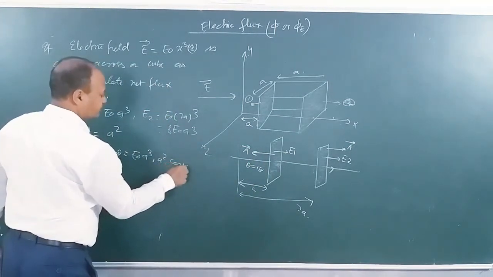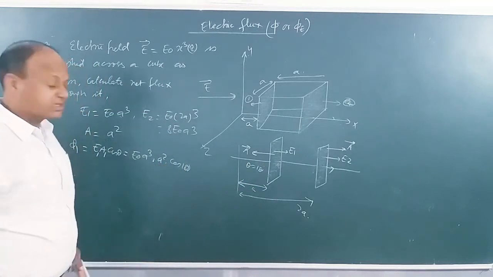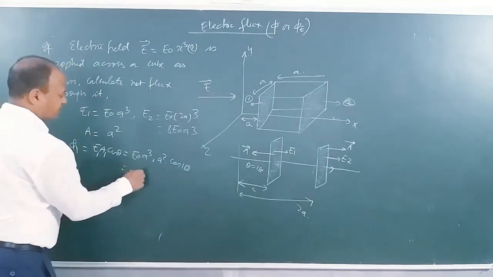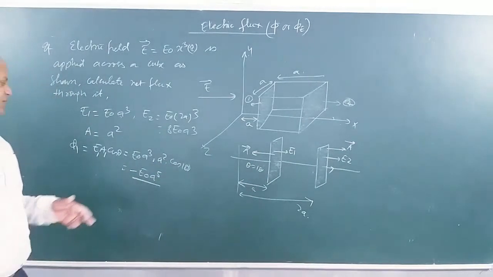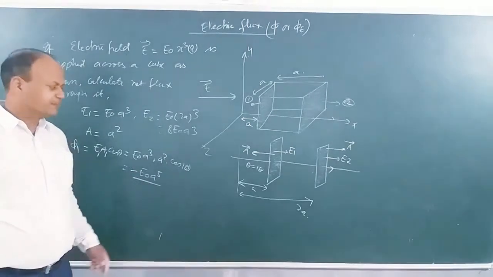Cos 180. And how much is cos 180 degrees? Minus 1. So you get minus E naught a to the power 5, that is, minus E naught a to the power 5.